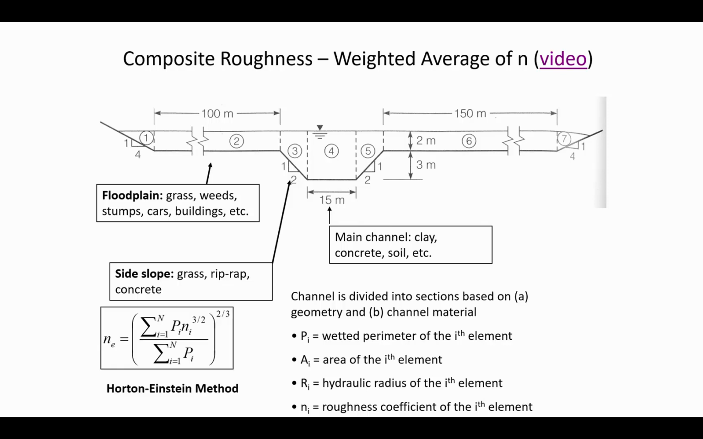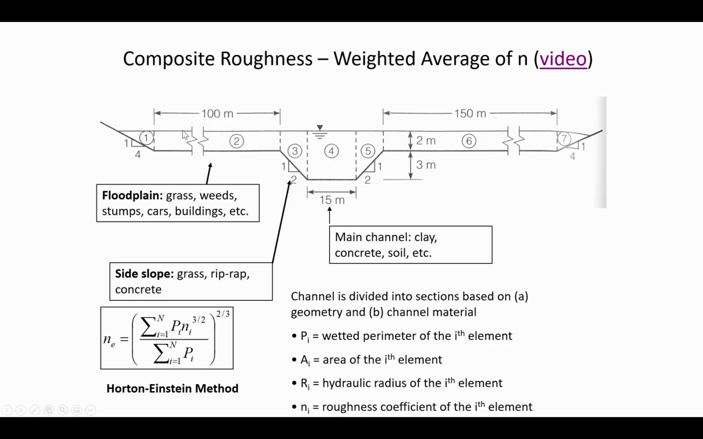And so our textbook introduced a couple of different ways for you to come up with a weighted average n value. The Horton-Einstein method is one of those approaches, and what it suggests is that if you know an n value for a lot of different surfaces, then you can come up with a perimeter weighted average. So that's what this is, it's a perimeter weighted average.